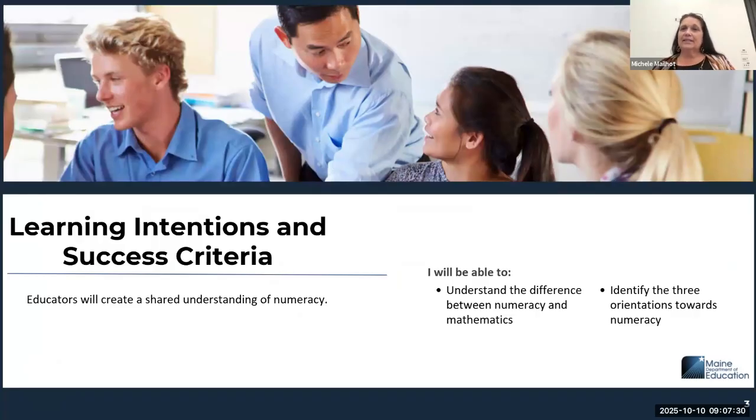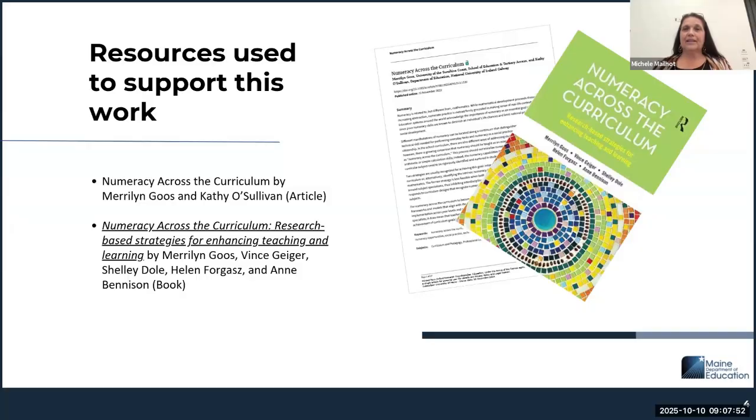Today's learning intentions and success criteria focus on creating a shared understanding of numeracy, understanding the difference between numeracy and mathematics, as well as identifying 3 different orientations towards numeracy. I wanted to share the resources used for the content of this session. We're using information from Numeracy Across the Curriculum, both an article and a text from Marilyn Goos and Kathy O'Sullivan.